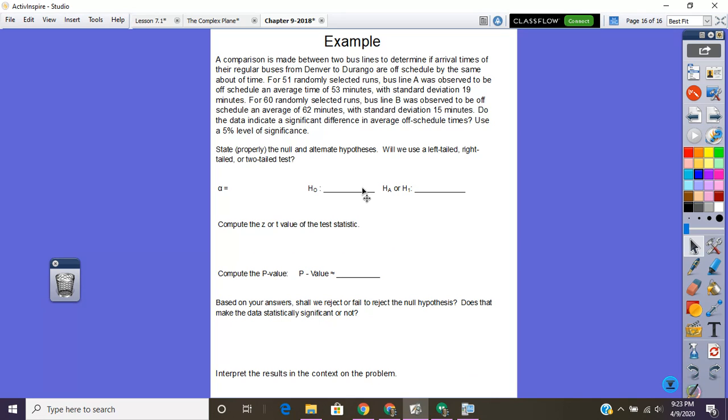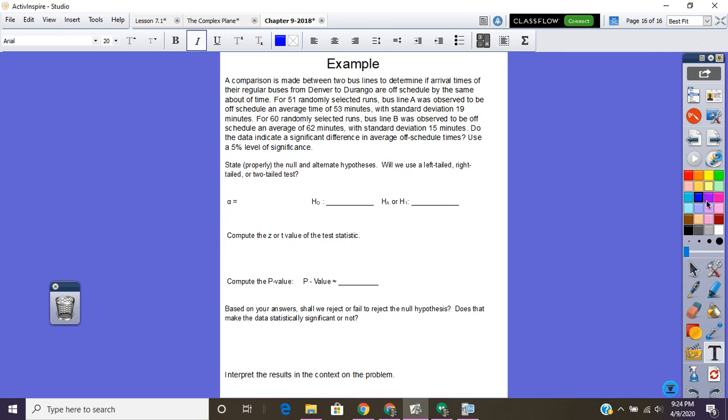Let's try another one. All right, a comparison is made between two bus lines to determine if arrival times of the regular buses from Denver to Durango are off schedule by the same amount of time. For 51 randomly selected runs, bus line A was observed to be off schedule for an average time of 53 minutes with a standard deviation of 19 minutes. For 60 randomly selected runs, bus line B was observed to be off schedule for an average of 62 minutes with a standard deviation of 15 minutes. Do the data indicate a significant difference in average off-schedule times? Use a 5% level of significance.